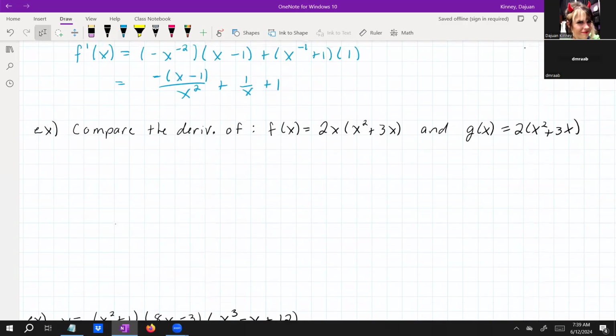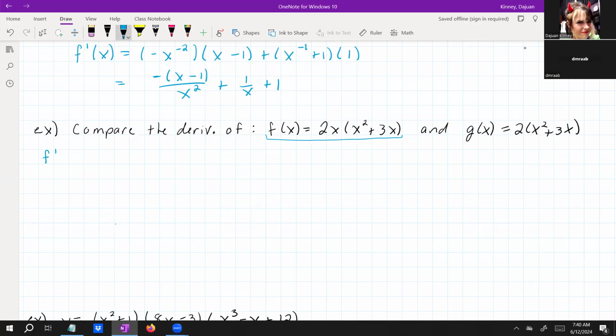Okay. We're going to take the derivative of two things. So f is going to be blue, g will be pink. Notice they're very similar. There's a couple ways we can tackle this one. We could distribute first on both of them. I'm going to choose not to. I'm going to do the product rule on both of these.